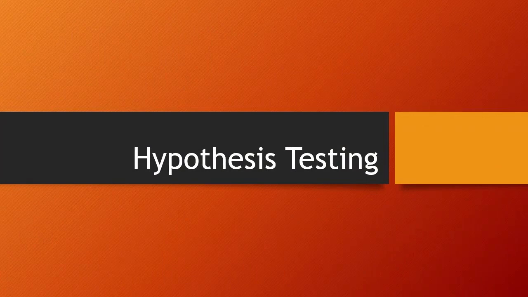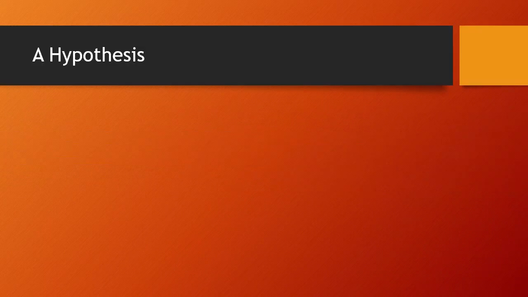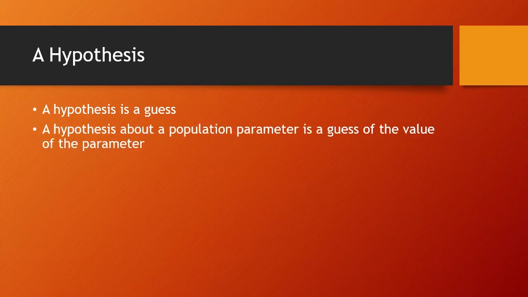In this video series, we are talking about statistical inference. And in the next few videos, I'm going to introduce you to two of the most important inferential methods in statistics. The first of these is hypothesis testing. What is a hypothesis? It's just a guess. In the scientific method, we begin with a guess, and a hypothesis is a guess. A hypothesis about a population parameter is a guess of the value of the parameter.